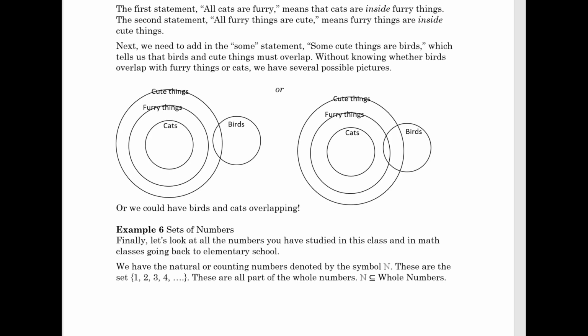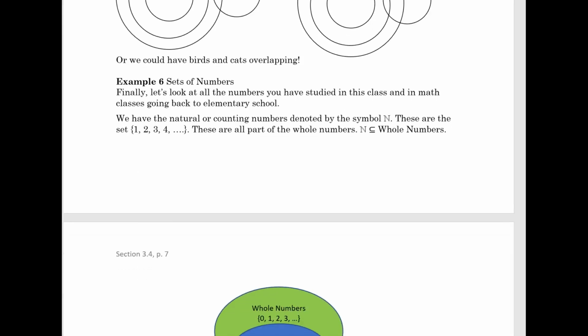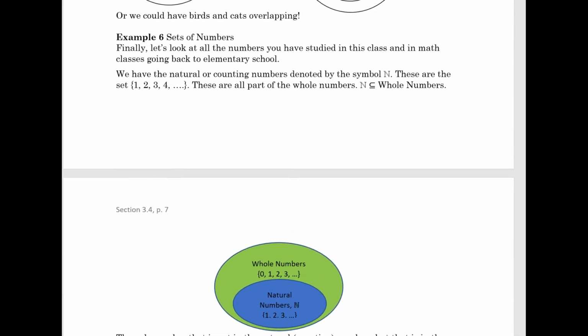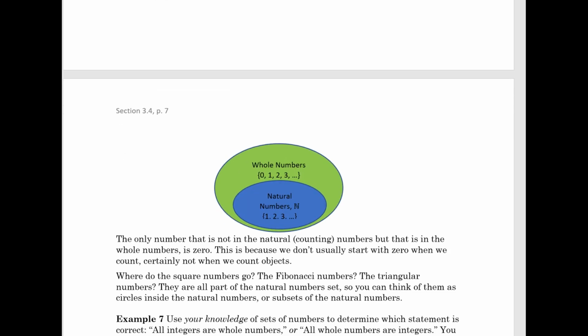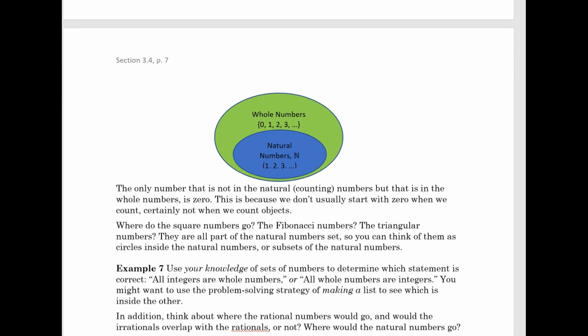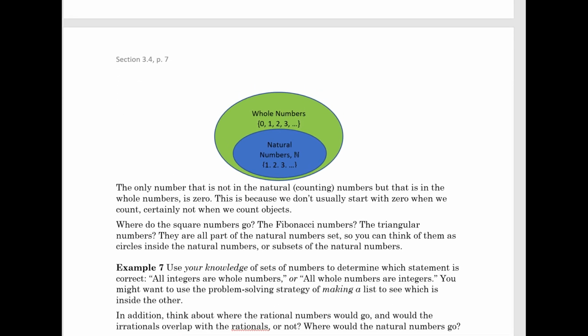We're going to look at sets of numbers: natural numbers, counting numbers, whole numbers. And I don't know if you know this, but natural numbers start at 1 and whole numbers start at 0. So actually natural numbers are inside of whole numbers. That means that all natural numbers are whole numbers. How about the square numbers, the Fibonacci numbers? How about integers? Do you know where integers are? How about rational numbers, irrational numbers, natural numbers? So this is one more time to just stop the video and see if you can figure out where each of those things goes.